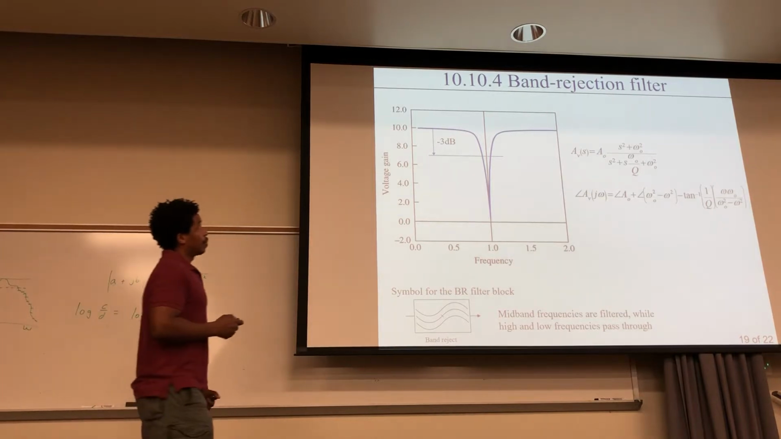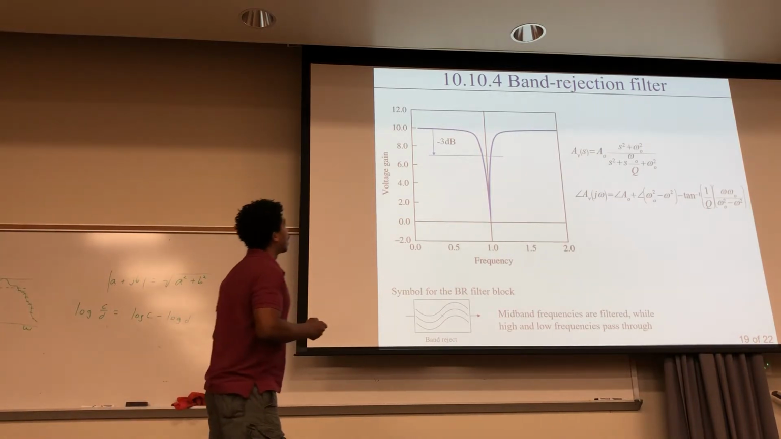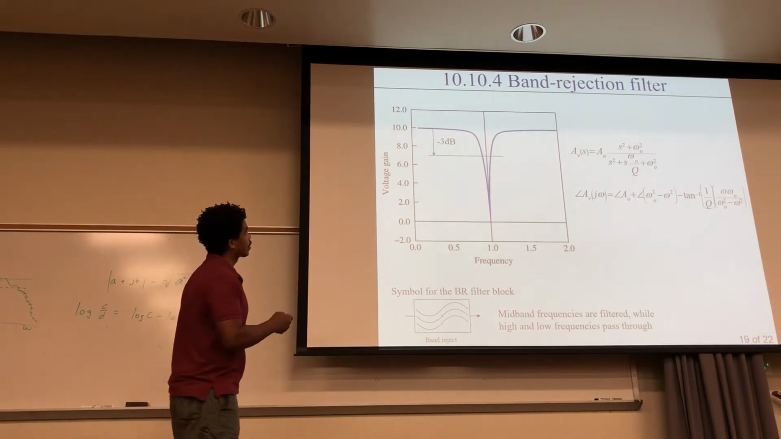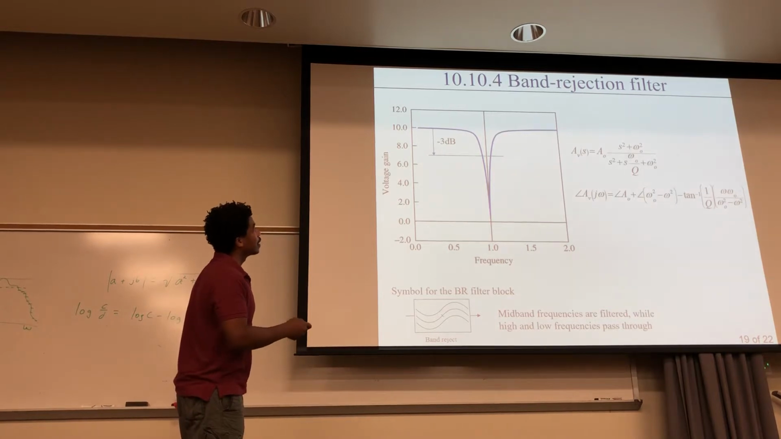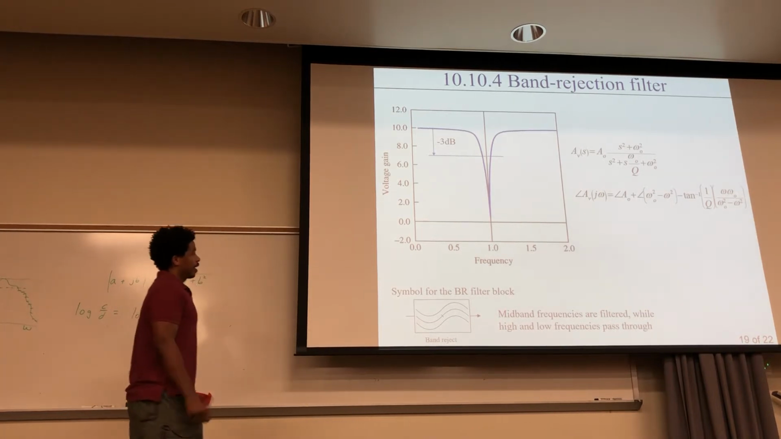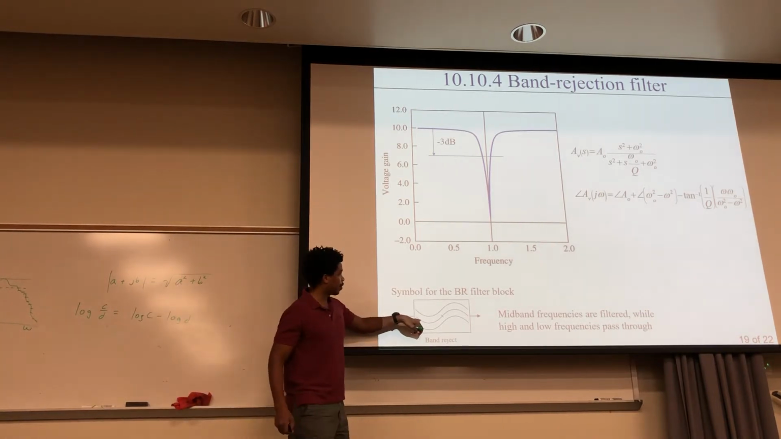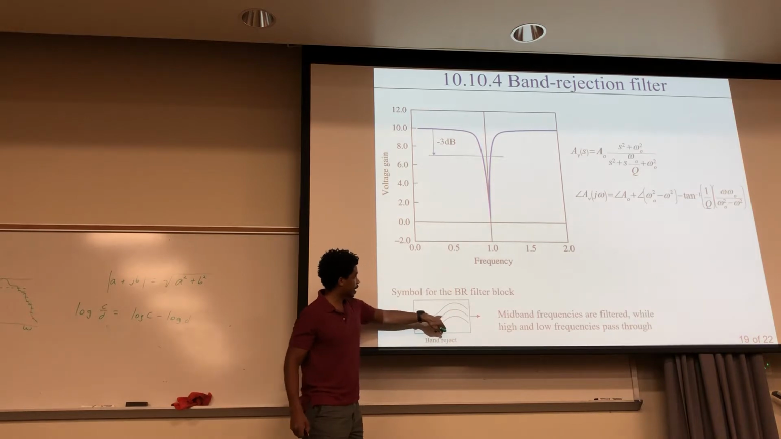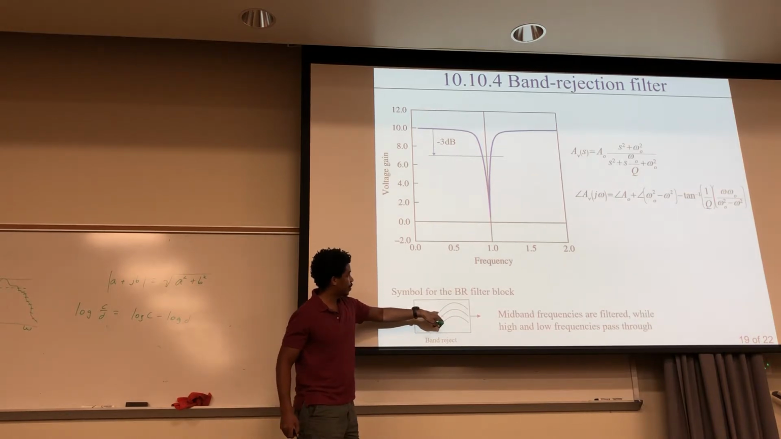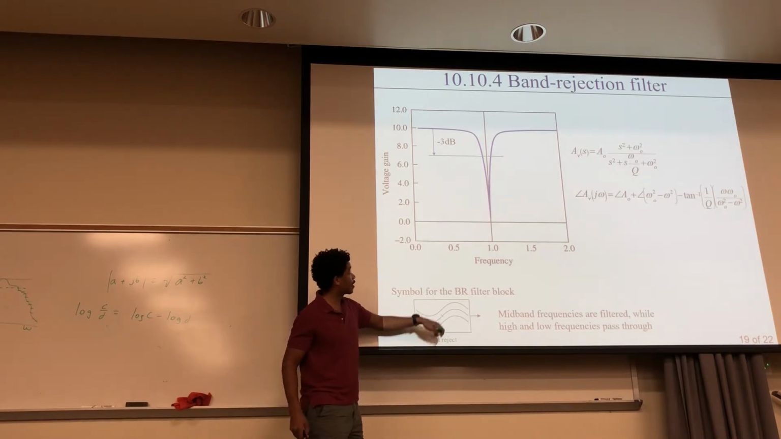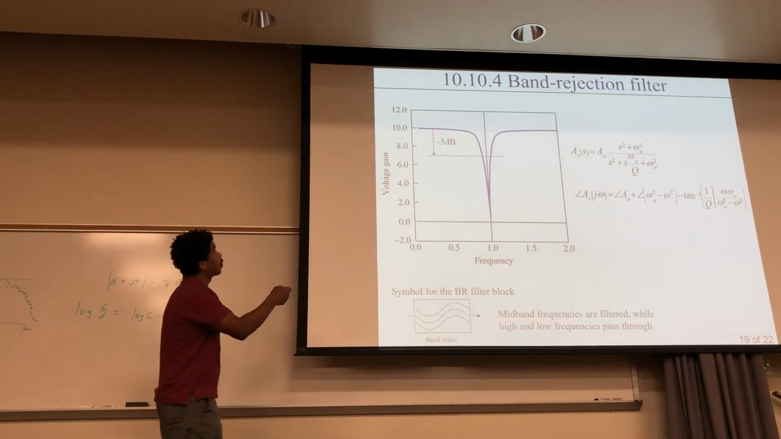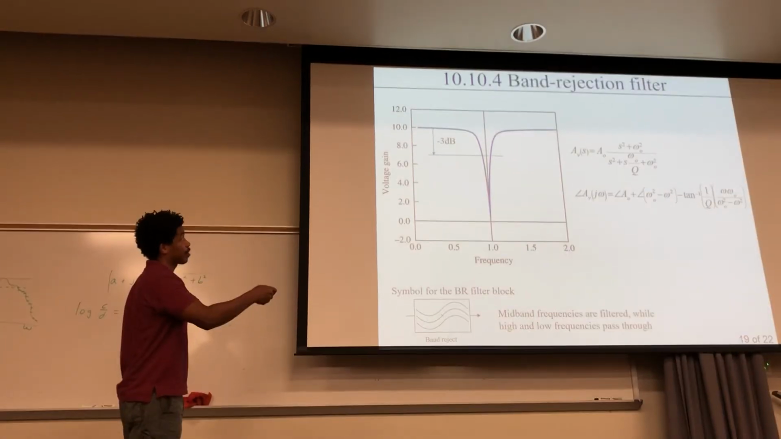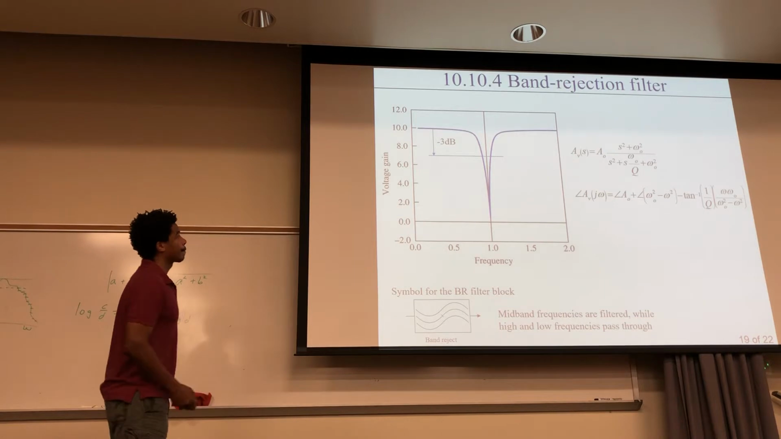For a band rejection filter, it looks like this right here. It's also called a notch filter. Here's the transfer function, and here's the phase, which you're here to plot out. What this looks like is your middle frequency is cut out, and just your high and your low frequencies pass through. The low frequencies pass through over here, and the high frequencies are able to get through over here.